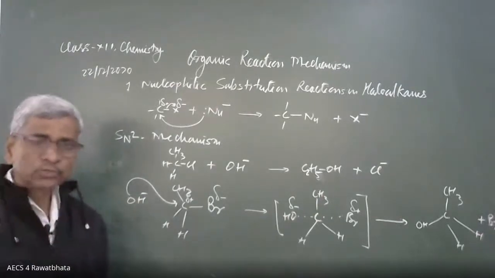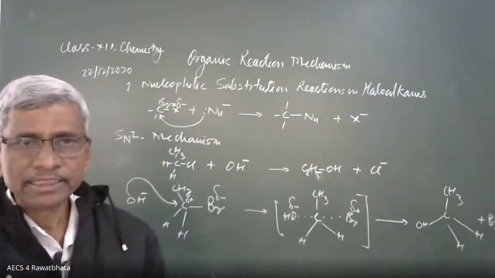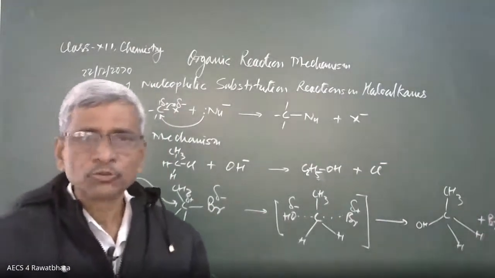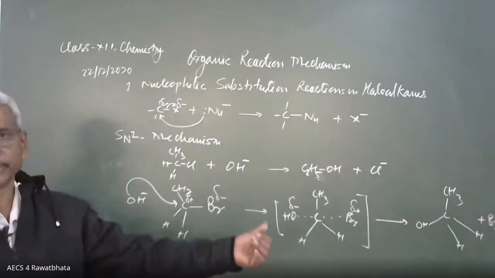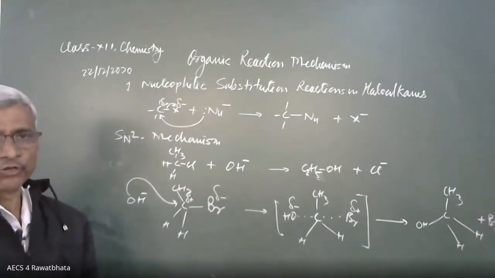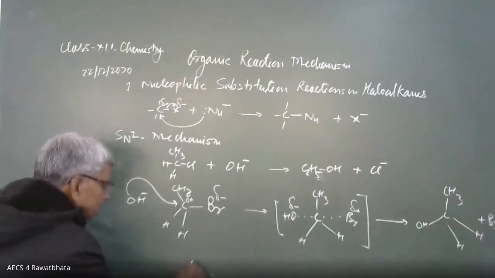So in the SN2 mechanism, inversion takes place, meaning the optical rotation changes. Before the reaction, if it is dextro, then after the reaction the product will be levorotatory. That is the inversion reaction. Example, like this.